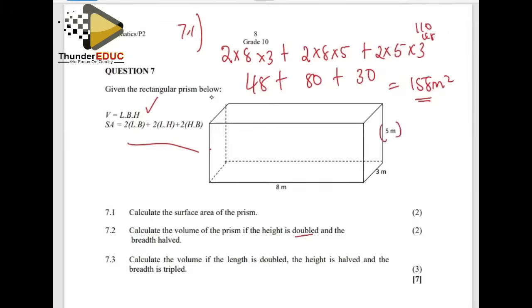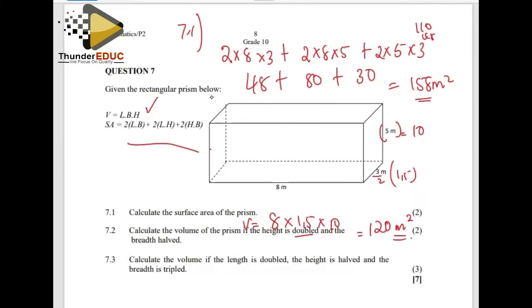Okay, so if you double this, you're going to get a 10. And then you have the breadth, which is going to be 1,5, okay, 3/2, meaning that volume is going to be 8 multiplied by 1,5 multiplied by 10. Okay. Does that make sense though? That is 7.2 volume if the height is doubled and the breadth is halved. Yes, it makes a lot of sense. Let's do the substitution. So 8 times 1,5 multiplied by 10, I'm getting 120. So 120 meters cubed.